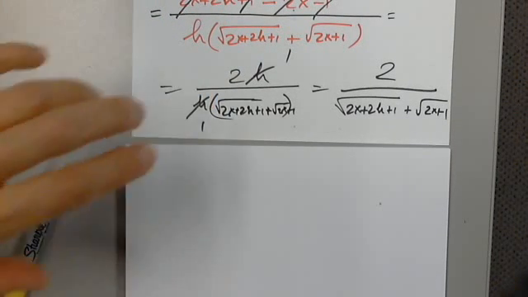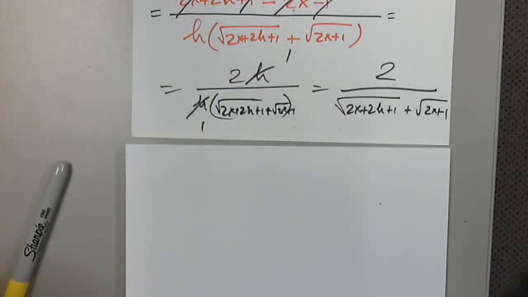Any concerns about the difference quotient for any type of function, polynomial, radical, anything? Anything? Okay.